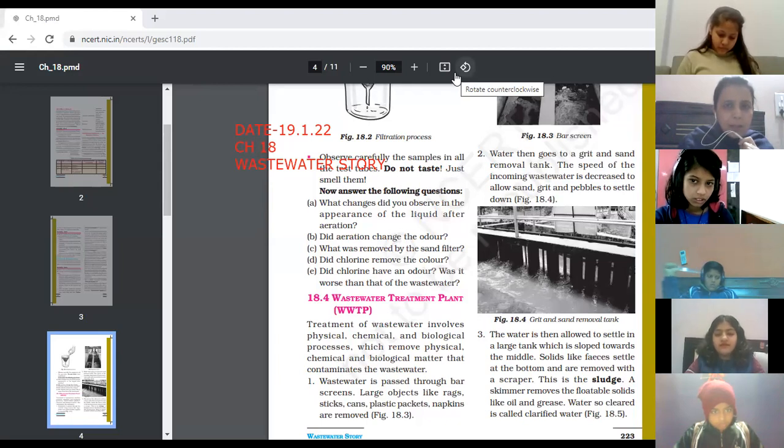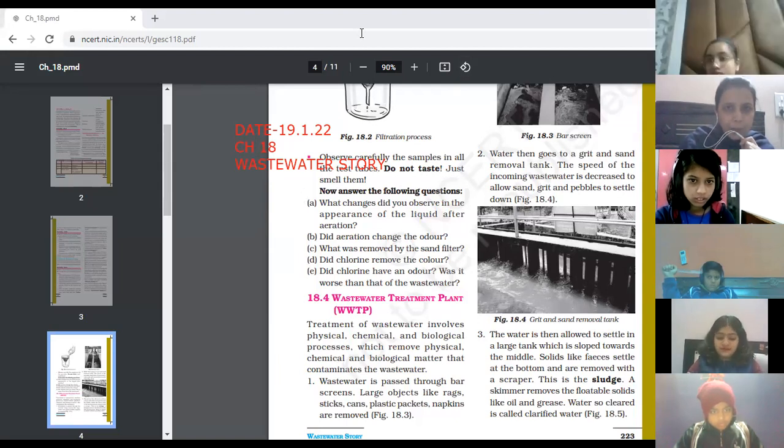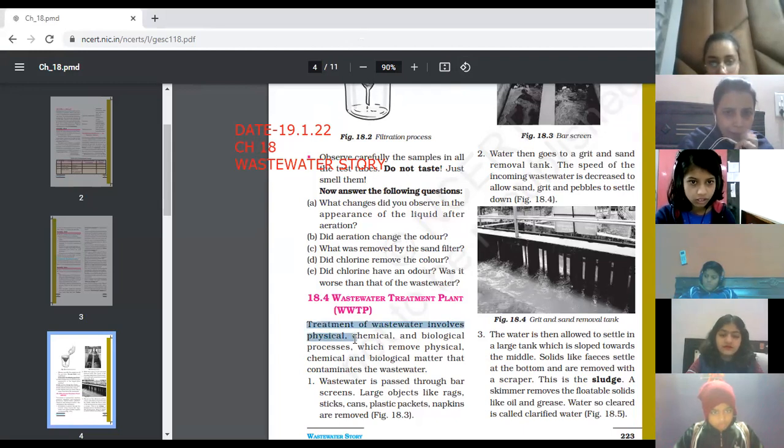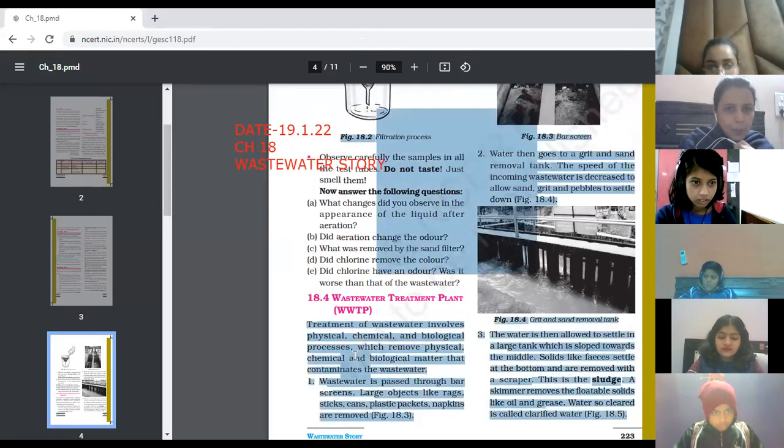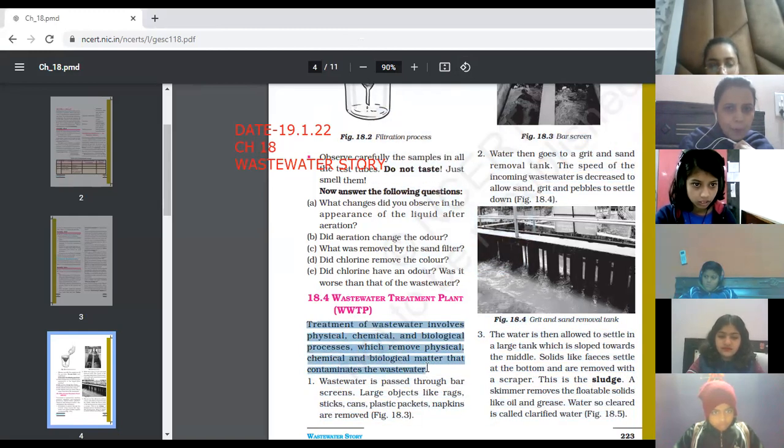Because, children, it contains many impurities, like physical, chemical, and biological impurities. So that's why the wastewater is treated in different ways before disposing. Kindly underline this: the treatment of wastewater involves physical, chemical, and biological processes which remove such kinds of impurities. Physical, chemical, and biological impurities are removed with the help of these three processes.